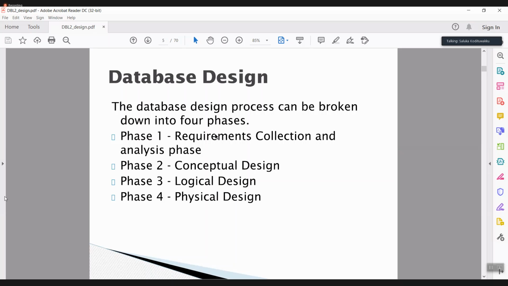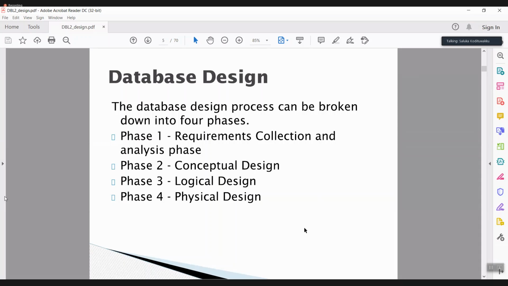First, you start with the mini world, then collect the requirements and analyze them. In other words, look at the mini world, identify the entities involved, identify the characteristics associated with those entities, identify the associations among them, and identify the constraints applied to those identified entities. That is what we call the requirement collection and analysis phase.